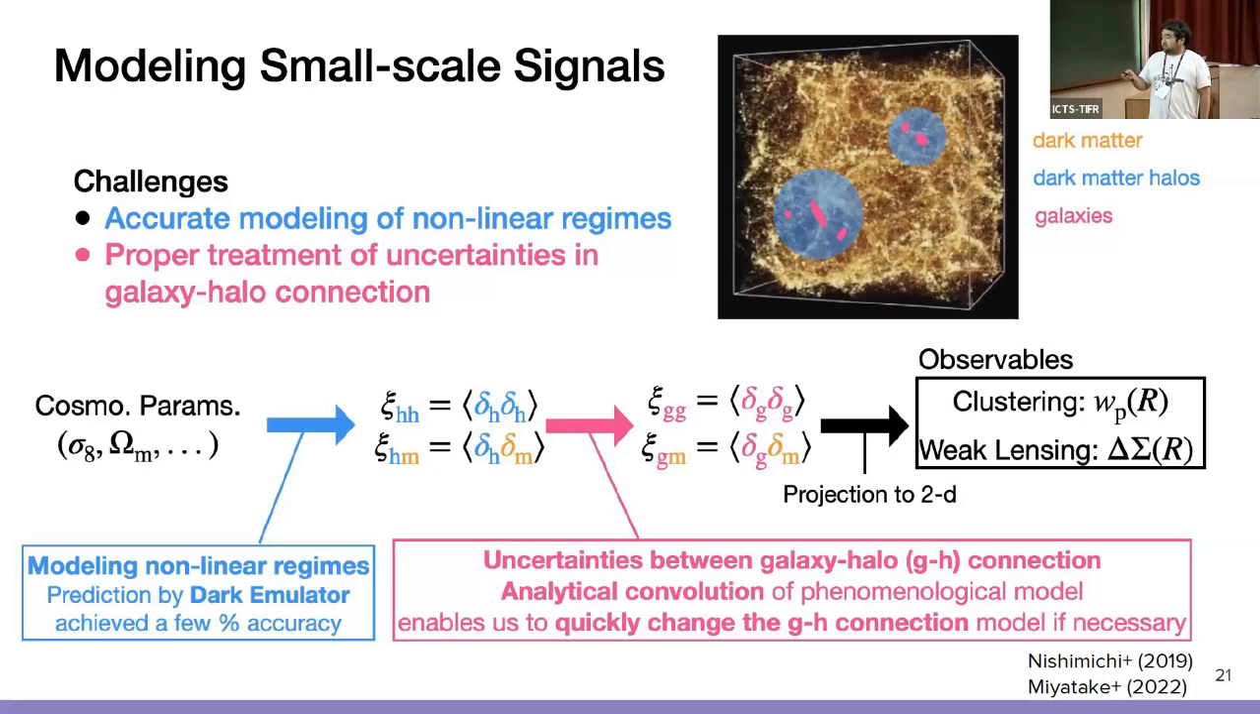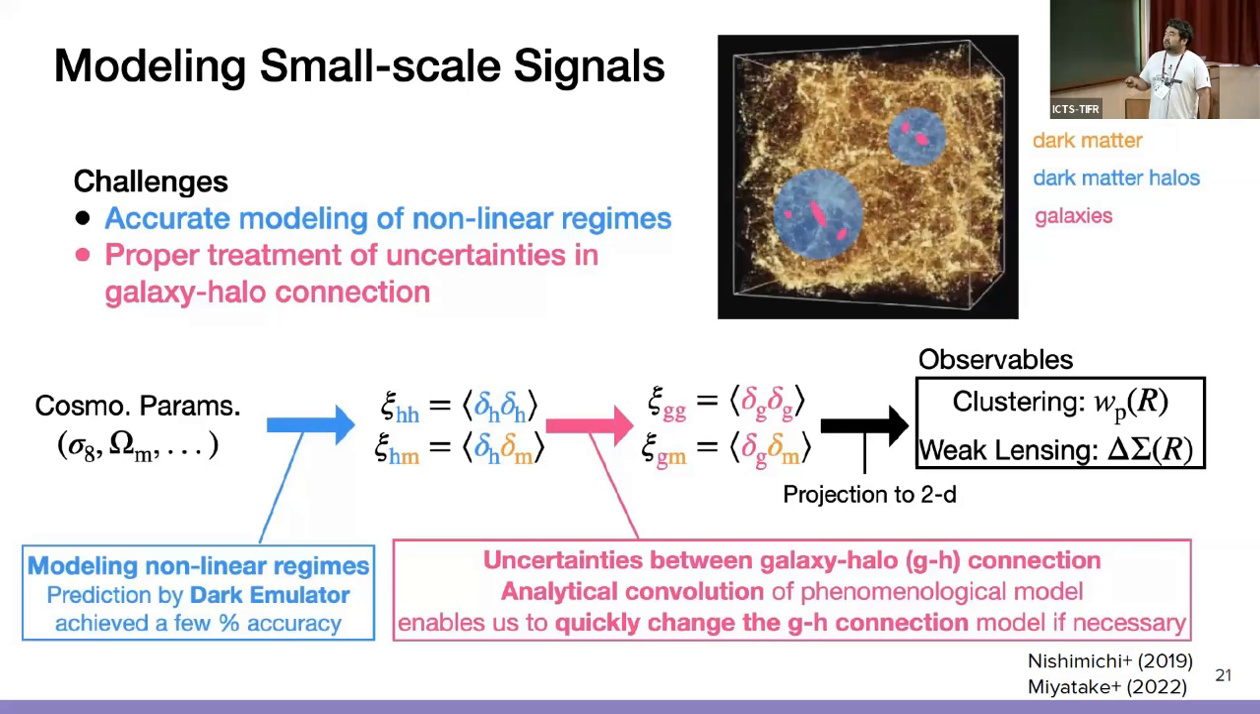To cope with that, we developed a hybrid model, both numerical and analytical. Starting from the cosmological parameters, we first predict the halo-halo and halo-matter correlation functions, and this is predicted by an emulator based on N-body simulations. So this solved the issue of going into the nonlinear regime. Then we convolve this output with an HOD prescription.